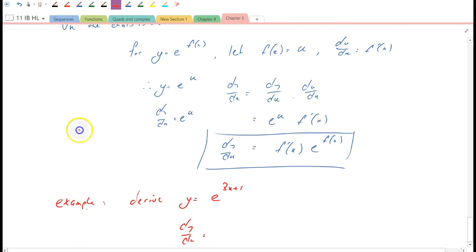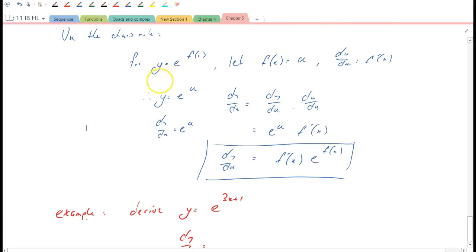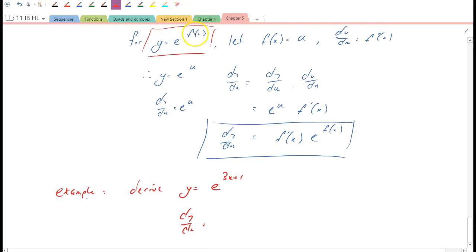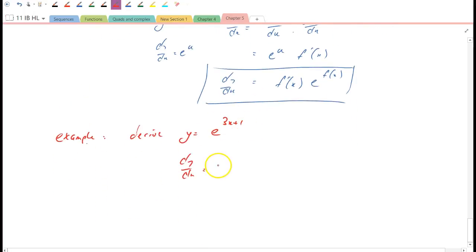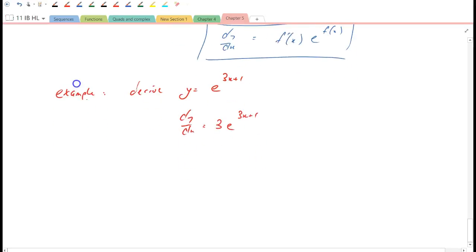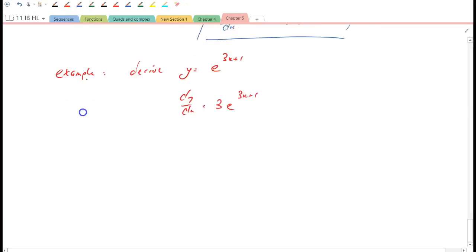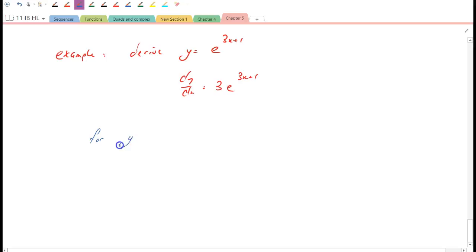Then I can use this result to say, if I start out with e to a function of x, then the derivative is f dash x, the derivative of that index, which is 3, times e to f(x) as it was in the beginning, so 3e to the 3x plus 1.